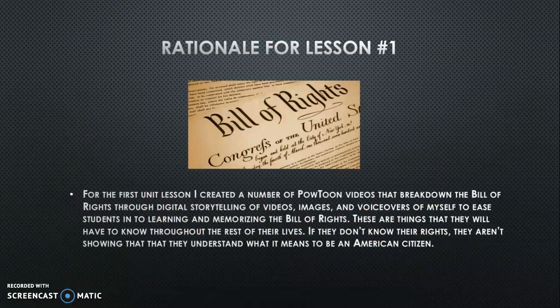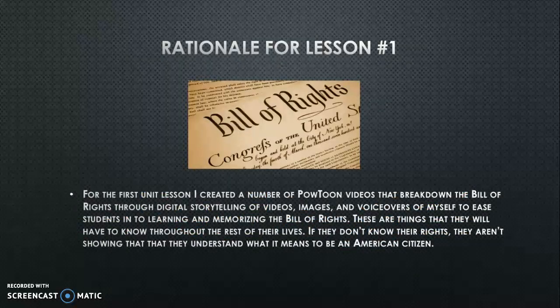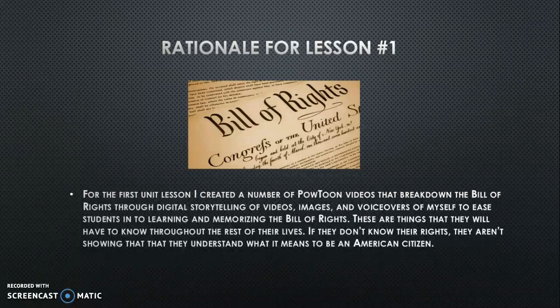The rationale for lesson one: for the first unit, I created a number of Powtoon videos that break down the Bill of Rights through digital storytelling of videos, images, and voiceovers of myself to ease students into learning and memorizing the Bill of Rights. I believe that these are things they'll have to know throughout the rest of their lives, and if they don't know their rights, they aren't showing that they understand what it means to be an American citizen.